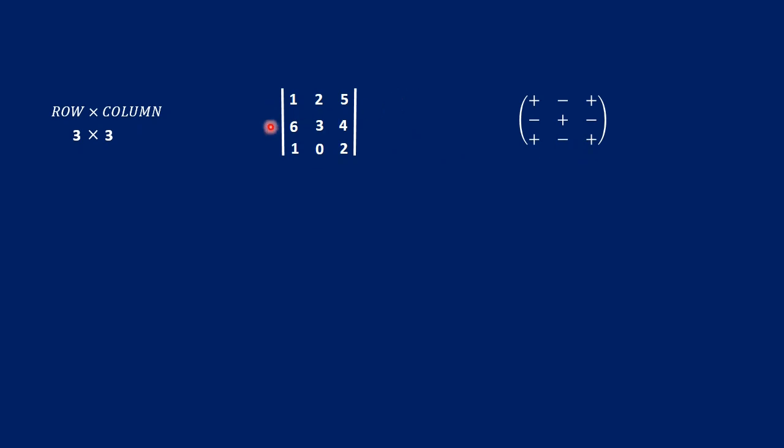You can use any row or any column to calculate the determinant. Let's use the first row. So we select the first number in the first row, delete the column and delete the row, leaving a 2 by 2 matrix. So the selected number multiplies the determinant of the remaining 2 by 2 matrix. That's 3, 4, 0, 2. Remember, the place sign for the selected number is positive.